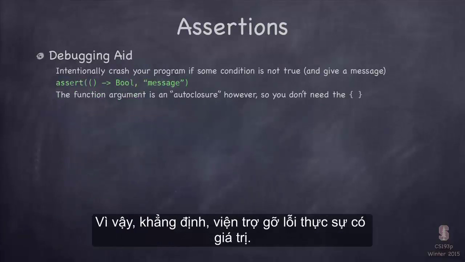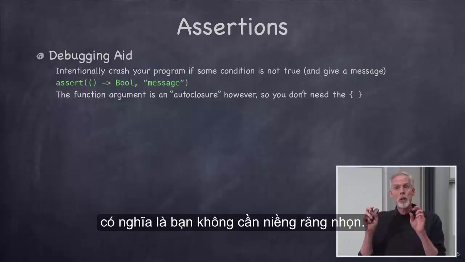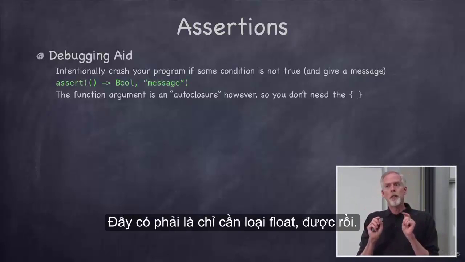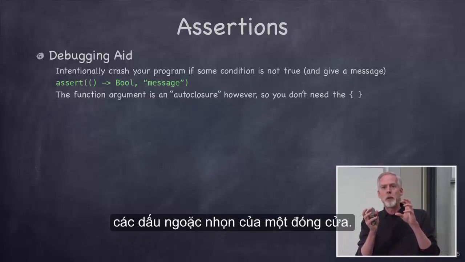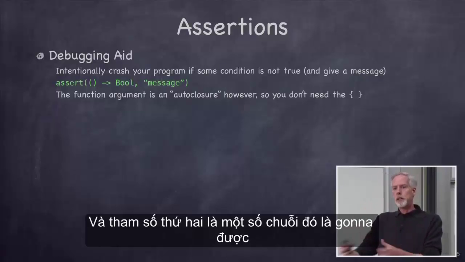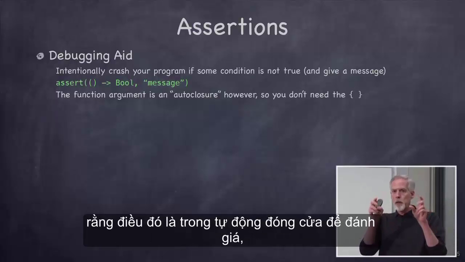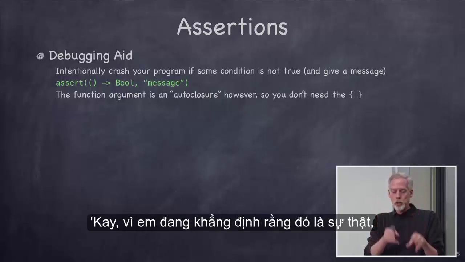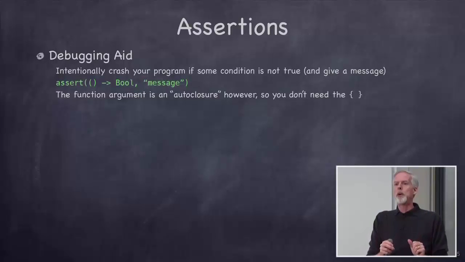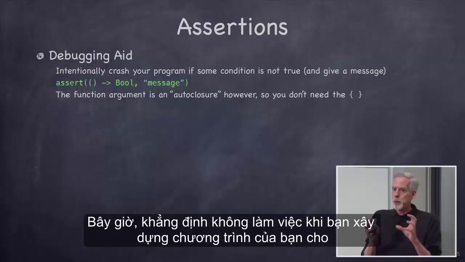All right, assertions. So assertions, really valuable debugging aid. They basically take a closure as the first argument. It's an auto closure, which means you don't need the curly braces, which is kind of a funky thing, okay? So the first argument is what would be inside the curly braces of a closure. And the second argument is some string that's going to be printed out on your console, because if whatever that thing that was in the auto closure evaluates to is not true, because you're asserting that that's true, then it's going to crash your program. Okay, and print that message out. So it's a great way to make your program crash when things that should be true aren't.